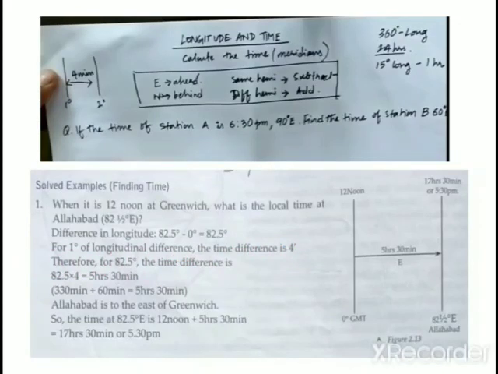What you have to do is multiply. 82.5 multiplied by 4 will be 330 minutes. If you convert 330 minutes into hours, you will get 5 hours 30 minutes. So the time difference is 5 hours 30 minutes.